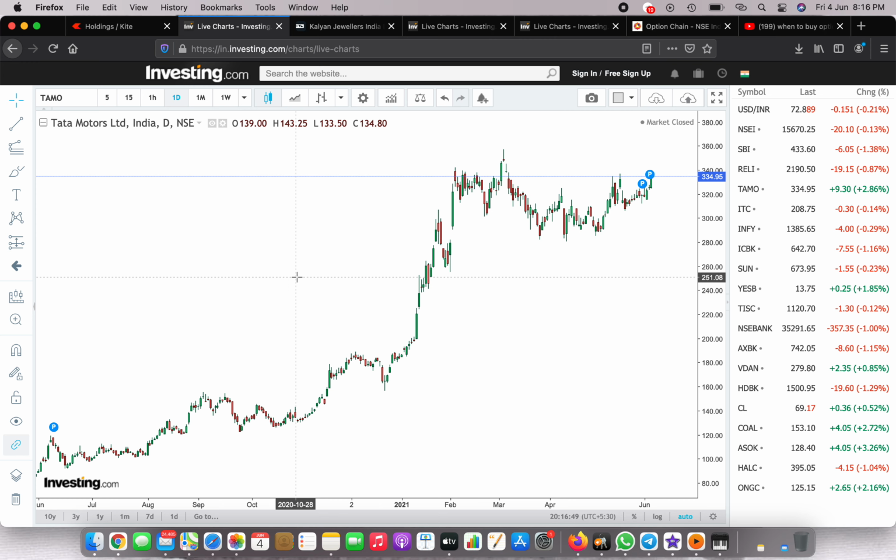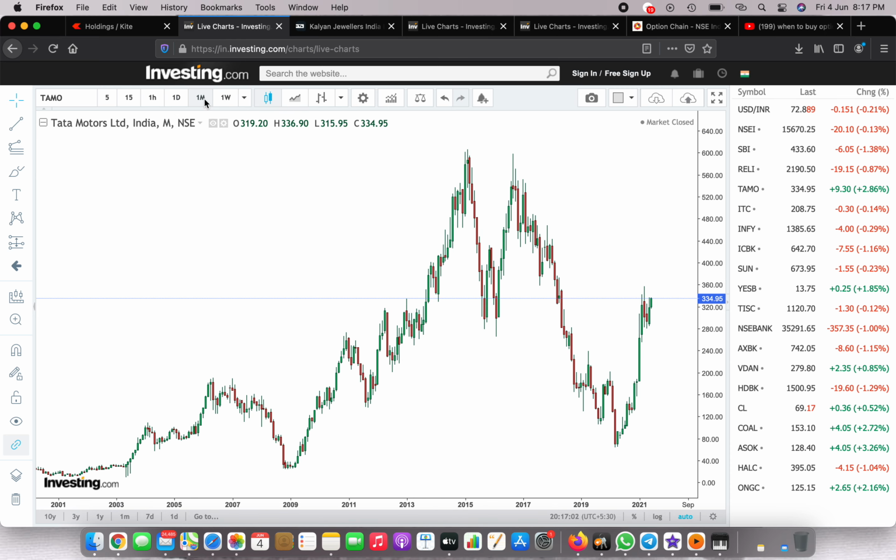Now let's come to the longest zone first. From there I'll start and move towards a smaller zone and show you how these trend lines really help. So let's come to a monthly chart first. This is the Tata Motors chart that you are seeing, and I will show you how to draw a trend line.